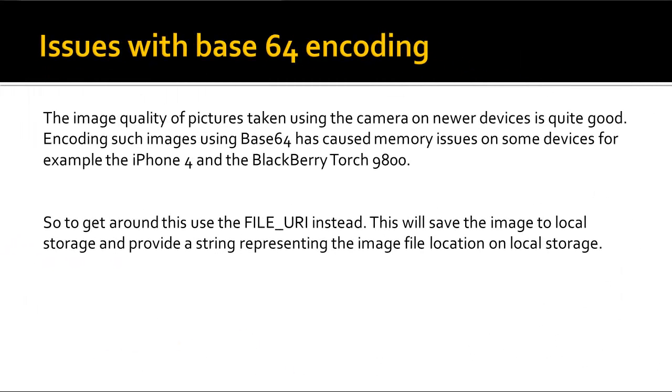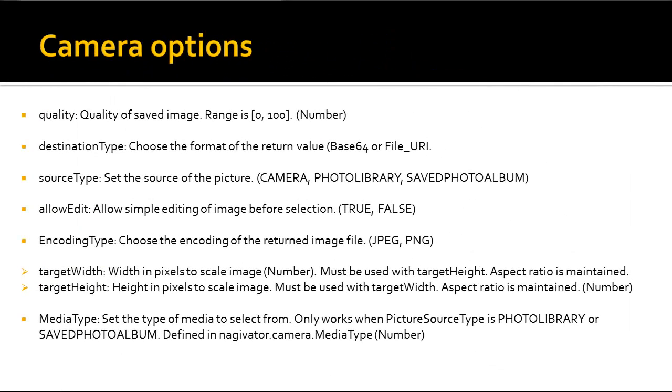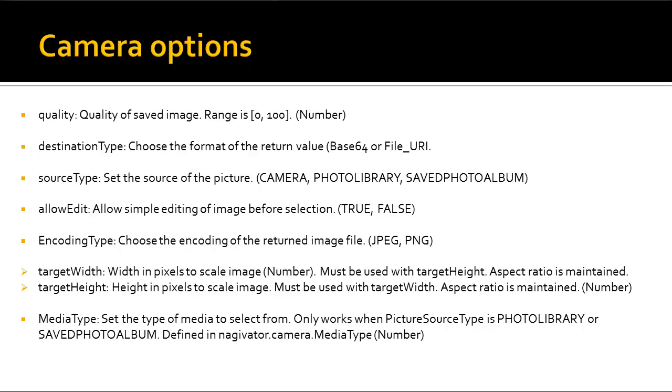So the next thing we're going to take a look at is some more camera options. So basically, our camera options are optional parameters. We've already seen two of these optional parameters in action, which is the quality parameter. That's a number from 0 to 100, representing the percentage of the image quality. Then we have the destination type optional parameter, and this allows us to choose the format of the returning value, which we've already used to return the format value of file URI.